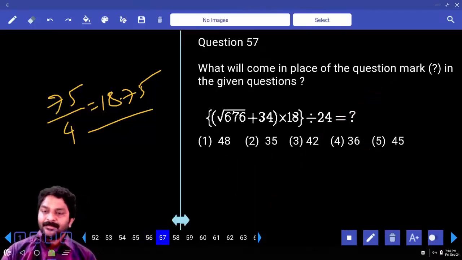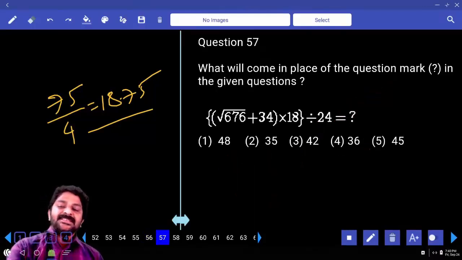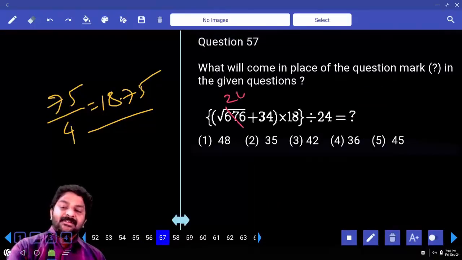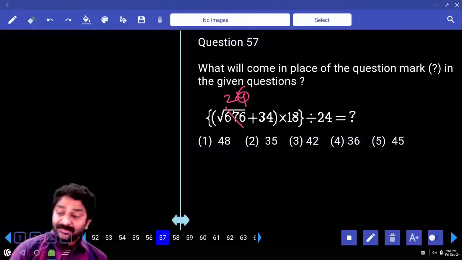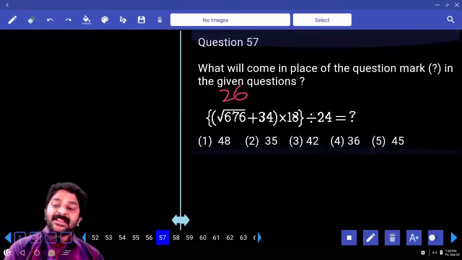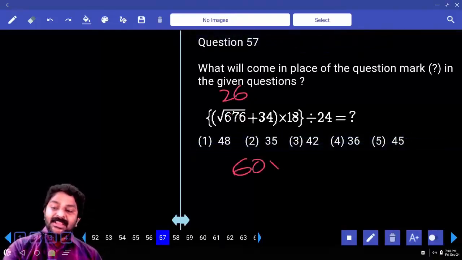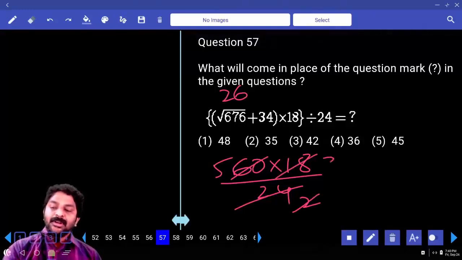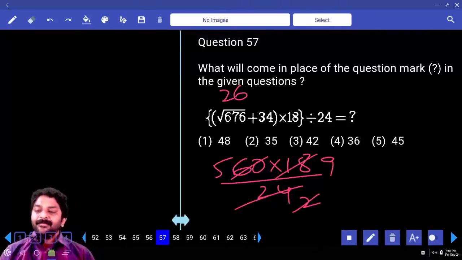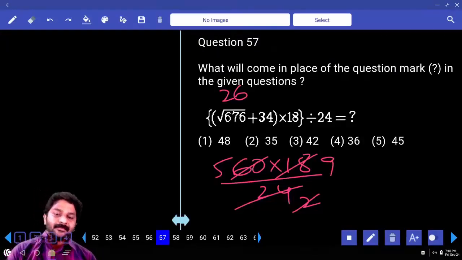Next. Under root 676. 26, not 24. 576 is 24. This is 26 plus 34. 60 into 18 divided by 24. 12 5 times, 12 2 times, 2 9 times, 9 into 5 45.